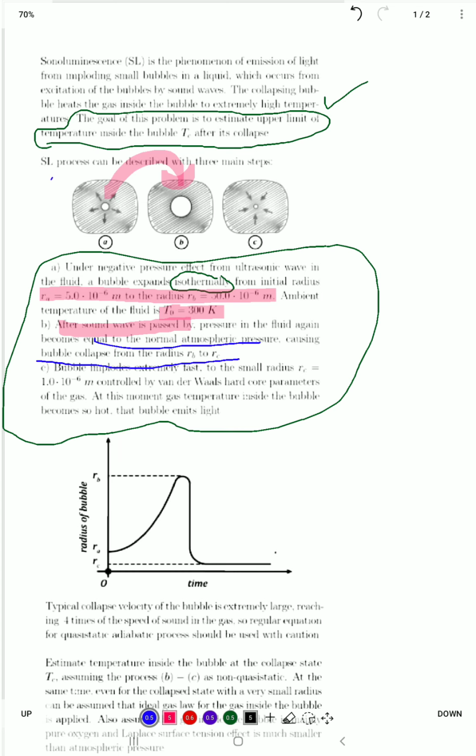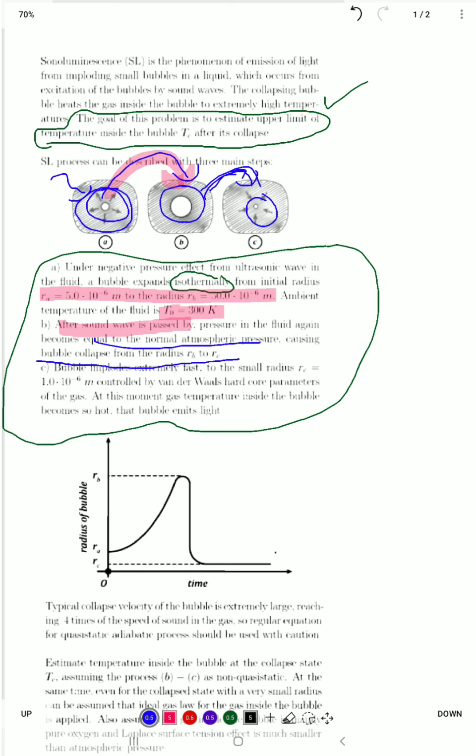So what happened? Sound wave was given. The sound wave will create a negative pressure effect. The bubble will expand, and then when the sound wave has just passed by, the bubble will collapse from RB to RC again. First it will expand and then it will collapse. So here the radius will be RC, here the radius is RB, and here the radius is RA.